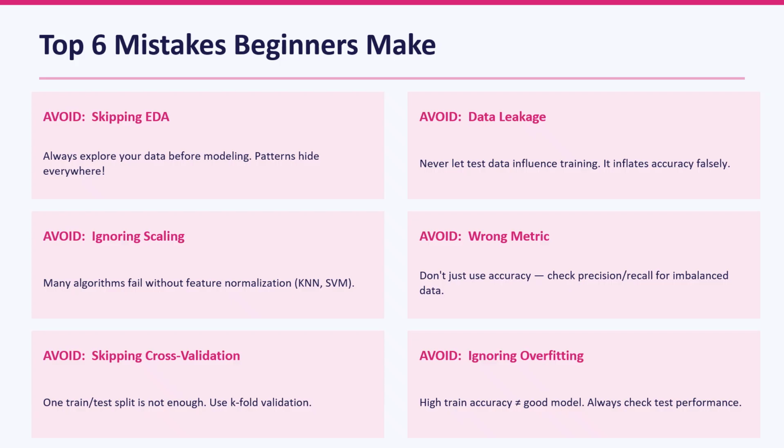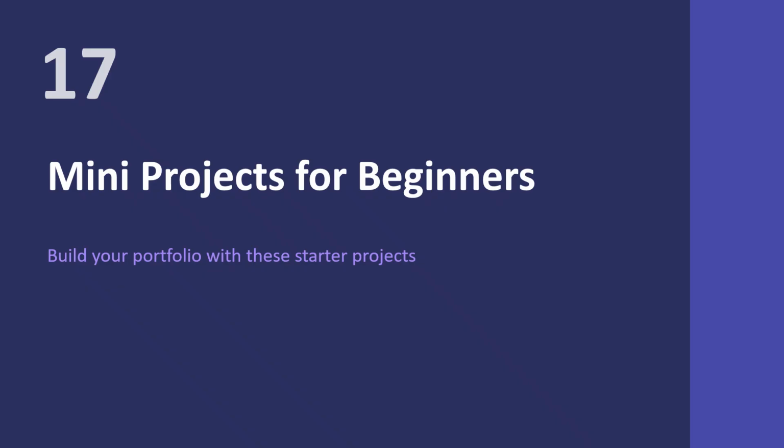Mistake 5, skipping cross validation. One training test split can be lucky or unlucky. Always use k-fold validation for a reliable estimate. Mistake 6, ignoring overfitting. High training accuracy is not success. Always compare training and test accuracy. Theory without practice is just trivia.